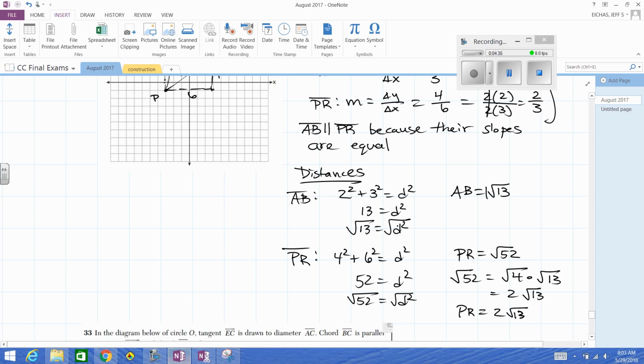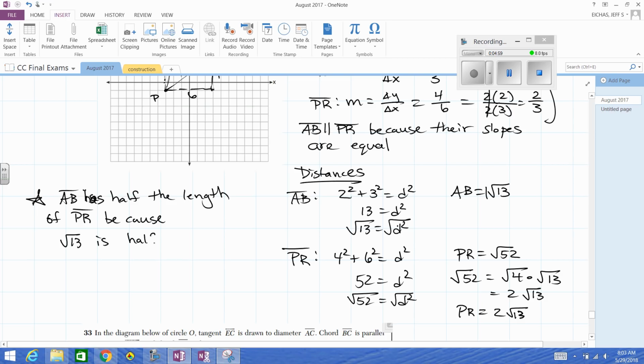Okay, so I'll come over here. AB has half the length of PR, because square root of 13 is half of 2 square roots of 13. Good enough. All right.